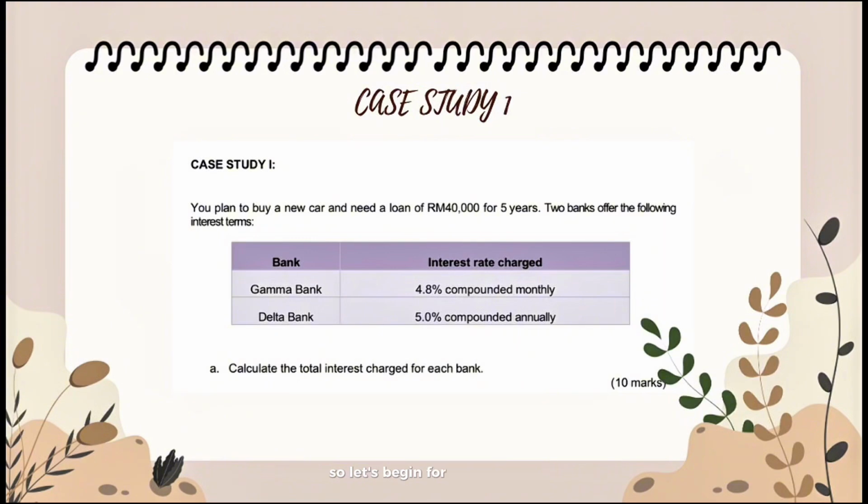So let's begin with case study 1. Let's take a look at the question first. You plan to buy a new car and need a loan of 40,000 for 5 years. Two banks offered the following interest. First is Gamma Bank, which is 4.8% compounded monthly. Second is Delta Bank, which is 5% compounded annually. So the first question is, calculate the total interest charge for each bank.